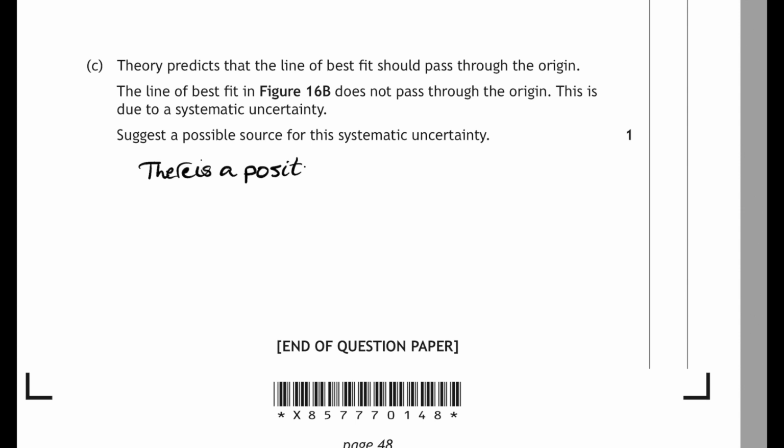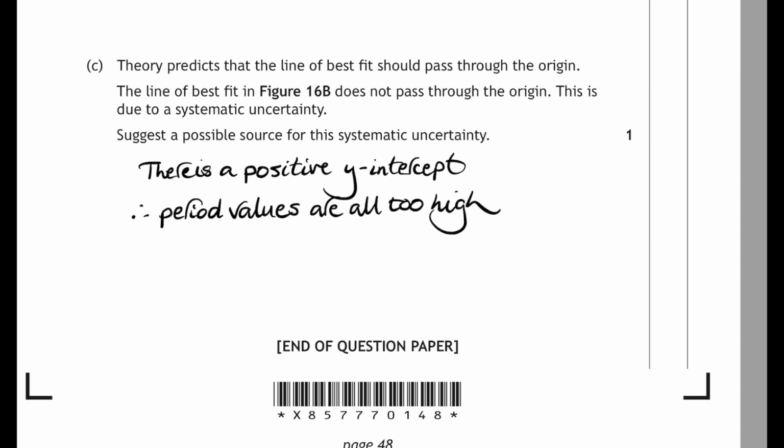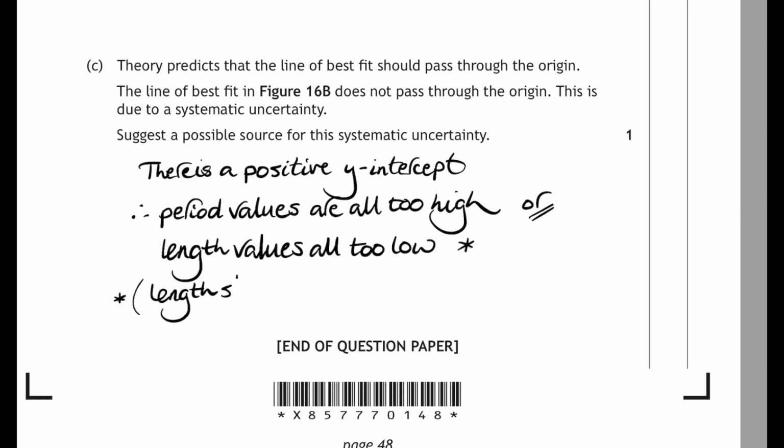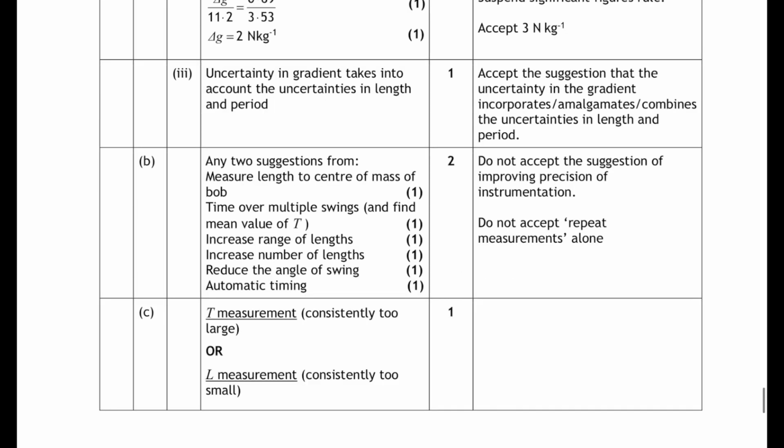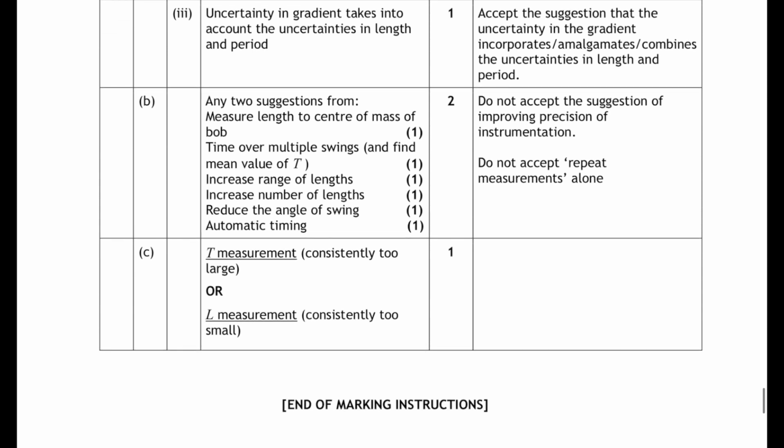So because there is a positive y-intercept, it means our period values are all too high, or our length values are all too low. In fact, the length values are too low because the length should have been measured to the centre of the bob. It's not just the length of the string. Again, if we look at the marking instructions, that's really all they're accepting. The period measurement is consistently too large, or the length measurement is consistently too small.